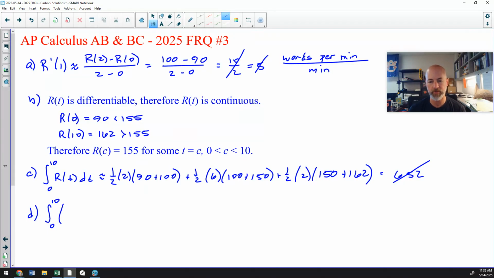Typically, I would write W of t, but since this is a non-calculator question and I have to compute this antiderivative on my own, I'm going to write the expression. So negative 3/10 of t squared plus 8t plus 100 dt. And we'll work this out. This is a fairly nice antiderivative.